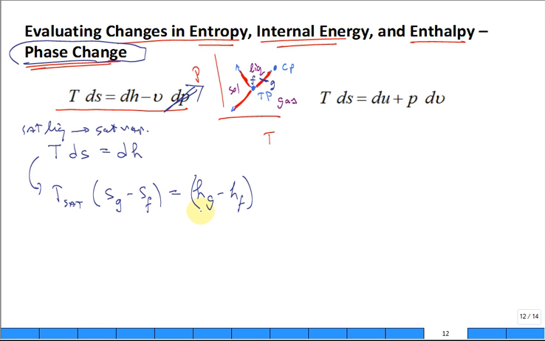How could you use this type of information? If you could somehow get a measurement of enthalpy changes, you could infer the change in entropy. That's how you would use it. You would say, oh, s_fg is equal to h_fg divided by T_sat.